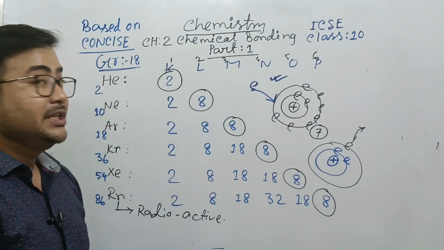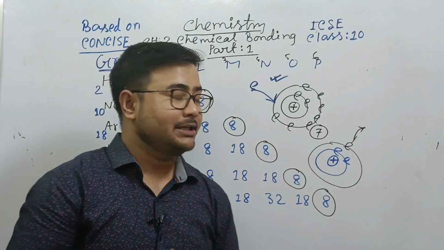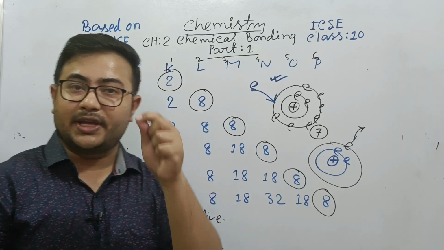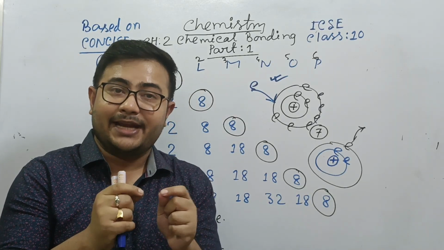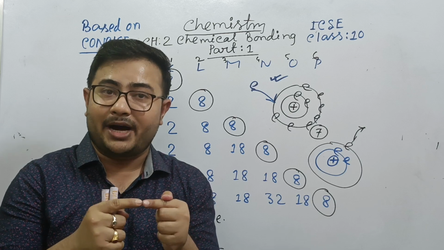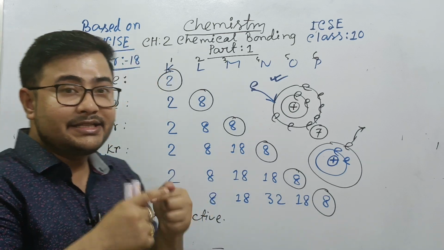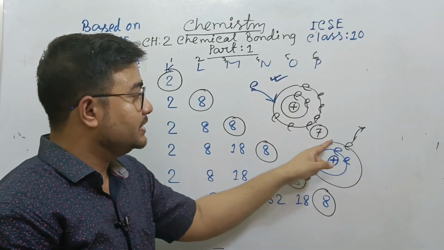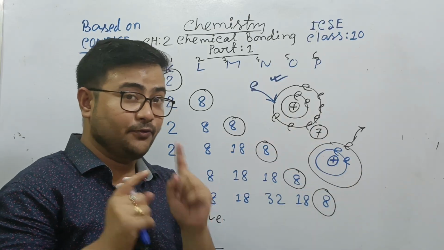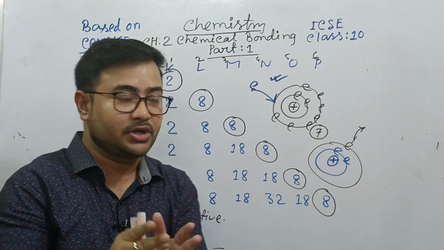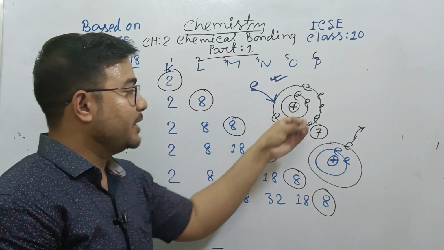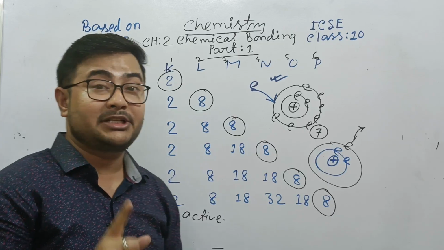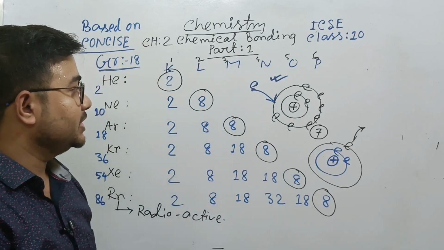So the most important point is that to gain the stability, sometimes atoms chemically combine and redistribute the electrons in the last shell. What do you mean by redistribute? Redistribute means sometimes accept, sometimes donate, or sometimes share. What do you mean by share?